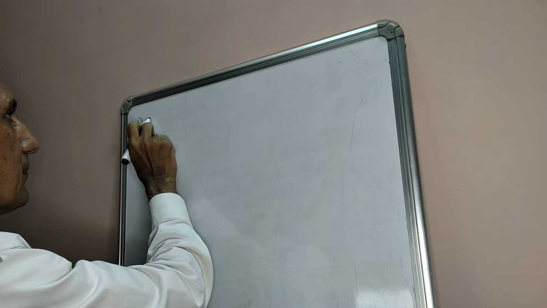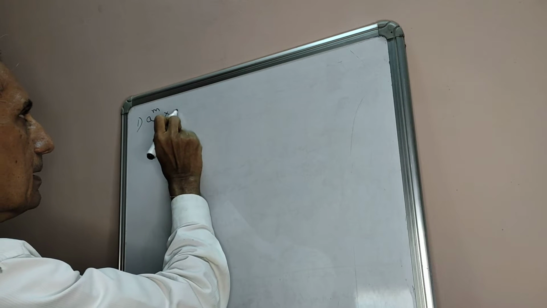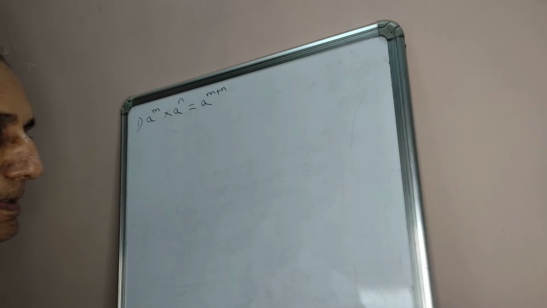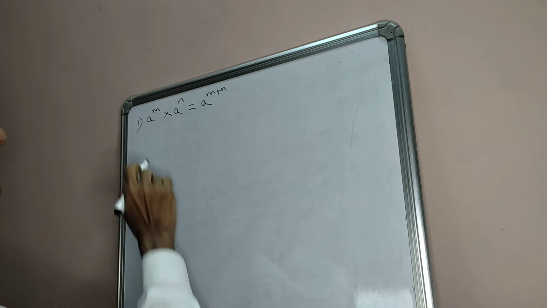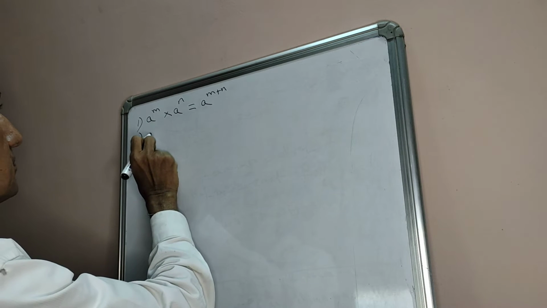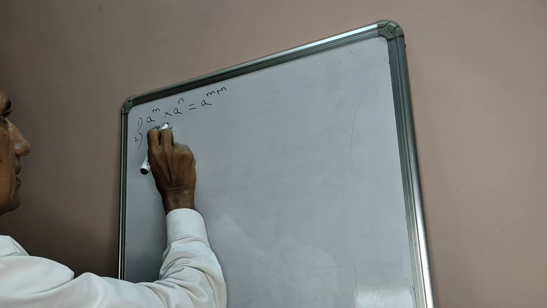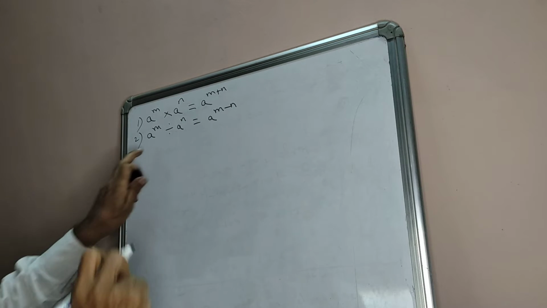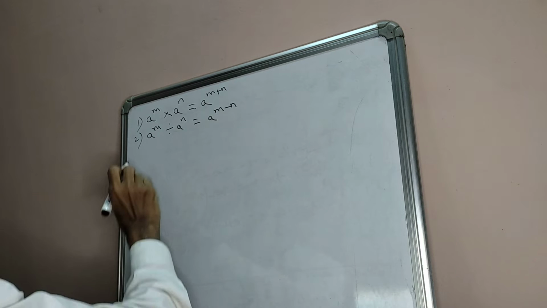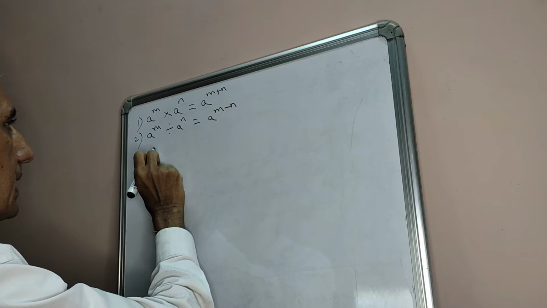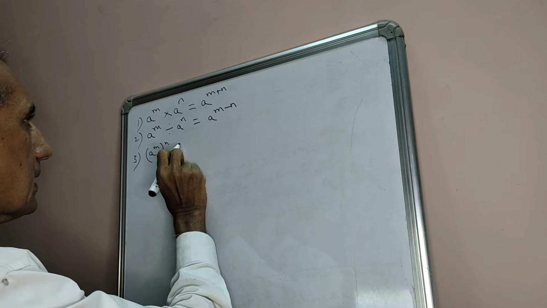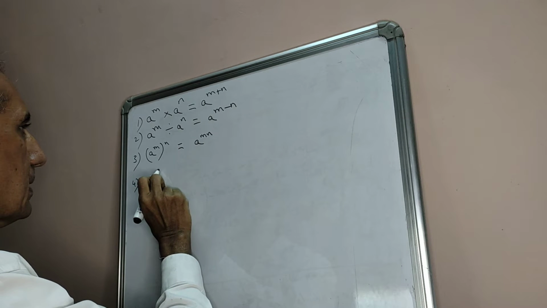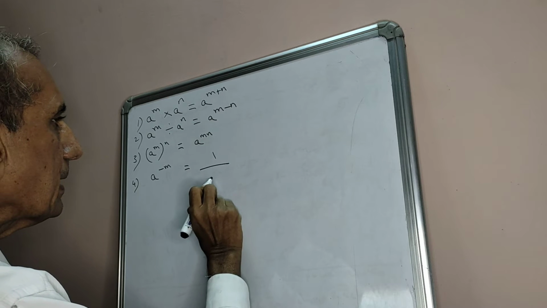The first law states that a^m into a^n is equal to a^(m+n). The second would be a^m divided by a^n is a^(m-n). The third will be (a^m)^n is equal to a^(mn). The fourth one will be a^(-m) is equal to 1 by a^m.